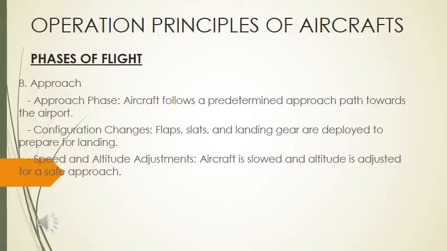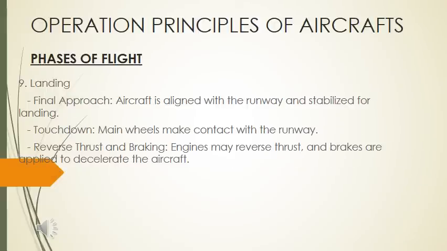We also have speed and altitude adjustment. Aircraft is slowed and altitude is adjusted for a safe approach. Speed and altitude are adjusted appropriately for a safe landing. And 9 is the landing. There's a final approach. Aircraft is aligned with the runway and stabilized for landing.